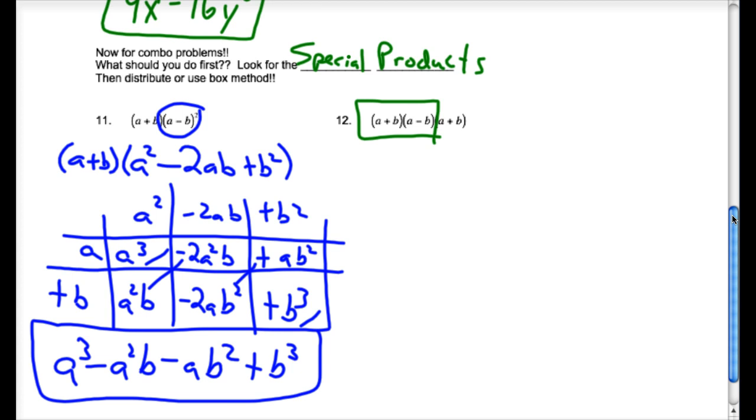I'm going to do it the other way, where I'm going to do my special products rule number 2 right up here, because I know what a plus b times a minus b is. What's a plus b times a minus b? A squared minus b squared. It's the difference of two squares. And then I'm going to multiply it by the a plus b that's at the end. And now I don't have to do the box method or the distributive property because I can use FOIL.